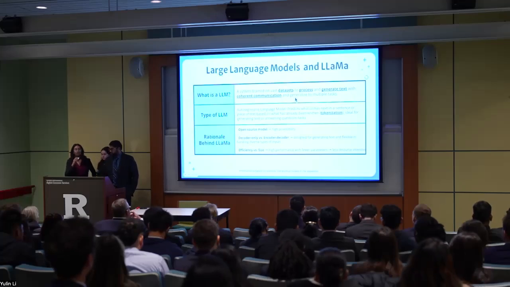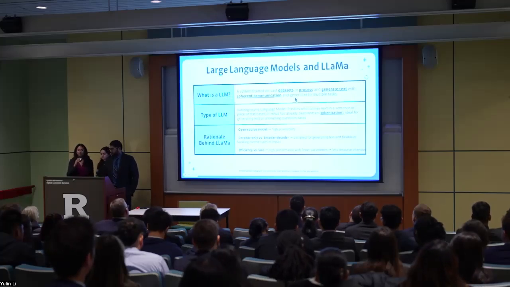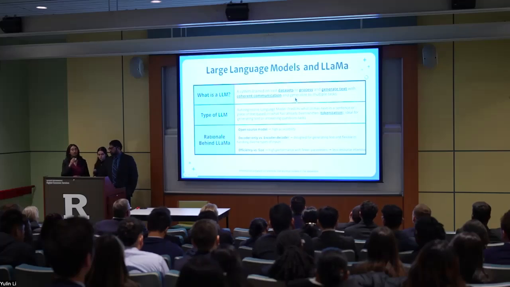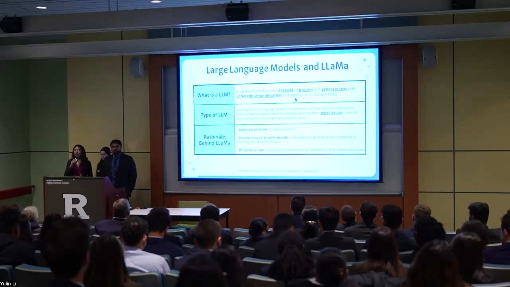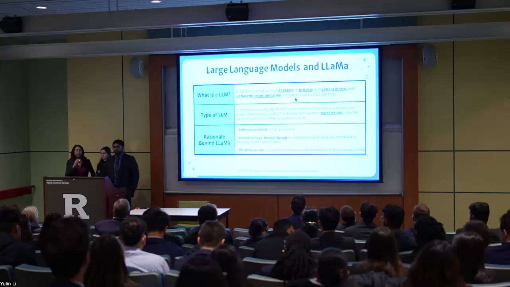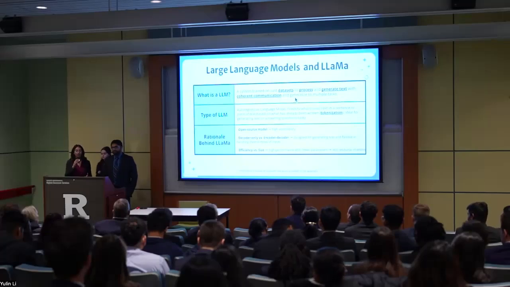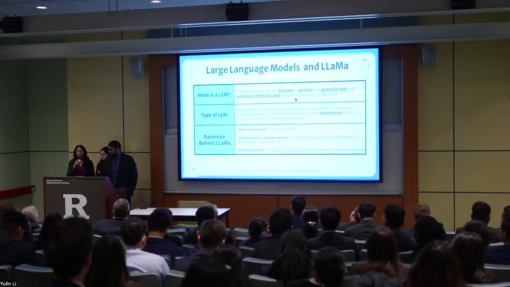And the three main reasonings behind choosing llama is that it's an open source model, it's decoder only, and it benefits from efficiency versus size. So since it's an open source model, it's highly accessible for people to use. Because it's decoder only, it's designed for generating text, and it's very flexible in handling diverse inputs. And with its efficiency versus size, we use the 3 billion parameter model. And while this is fewer than other choices out there, and it makes it less resource intensive, it still has a high performance and provides comparable results.